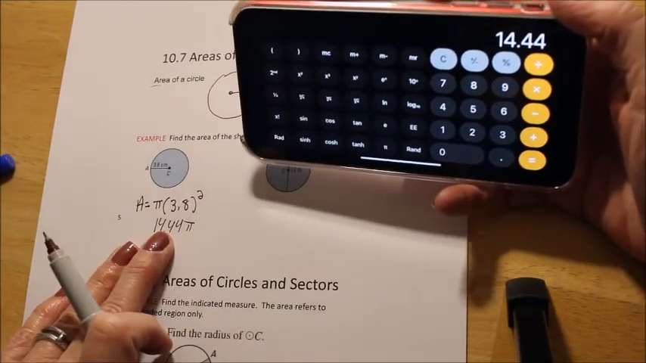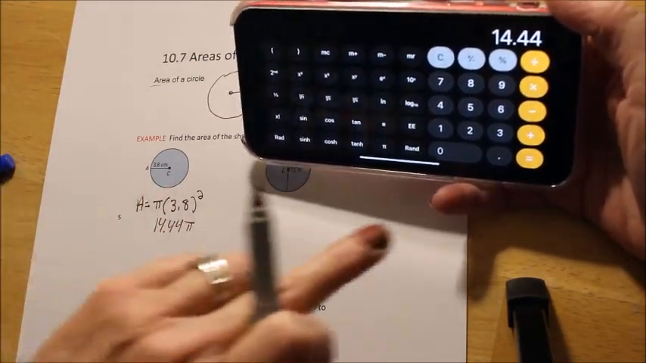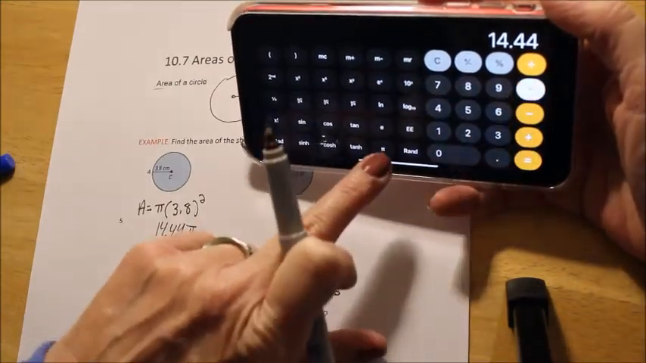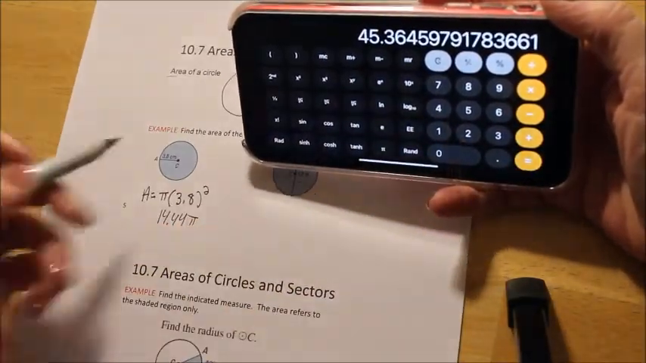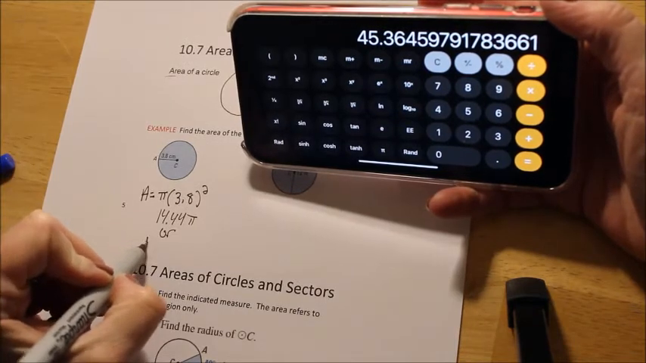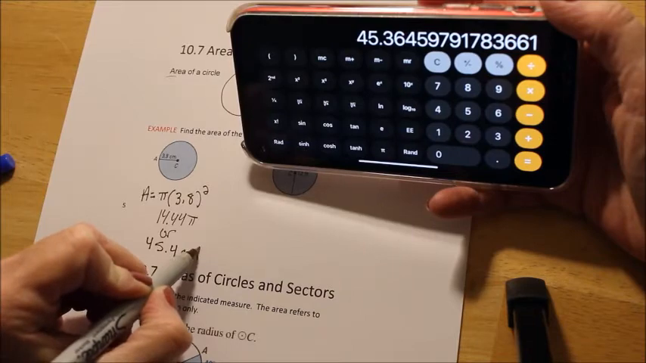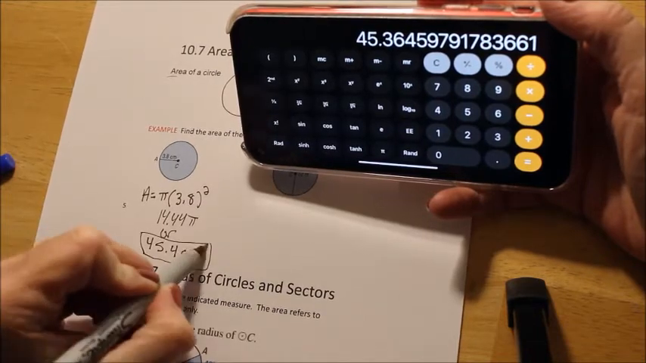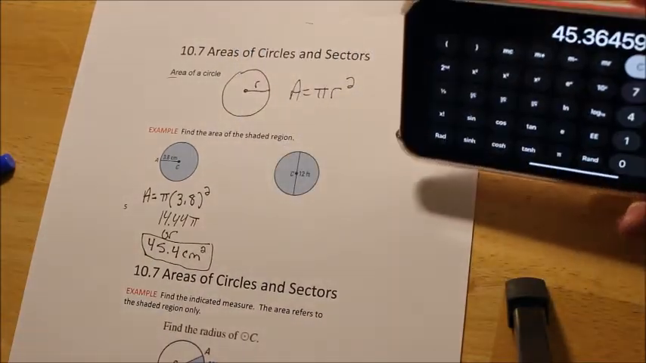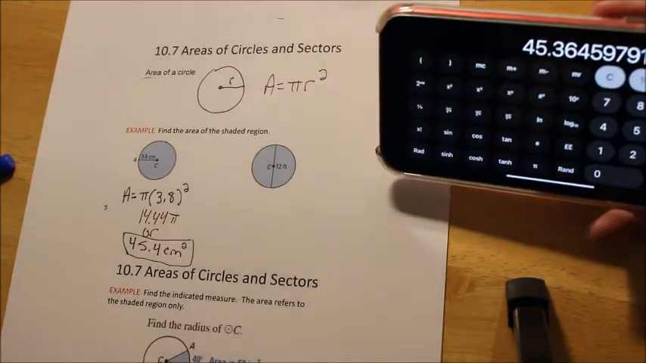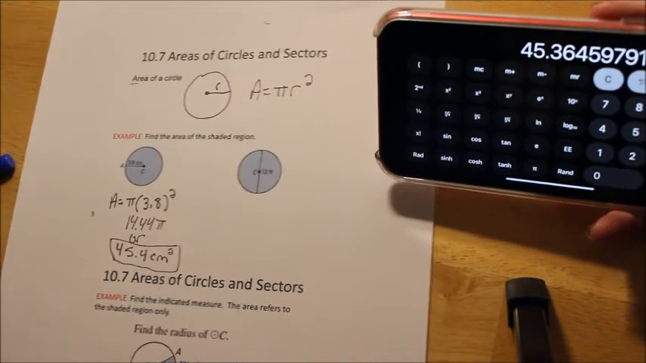If it says round to the nearest whatever decimal, then that means to go ahead and multiply it by pi, and that would give me 45.4 centimeters squared. So depending on the directions, are you going to leave it in terms of pi, or are you going to go ahead and calculate it out?